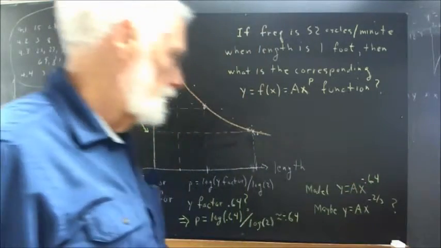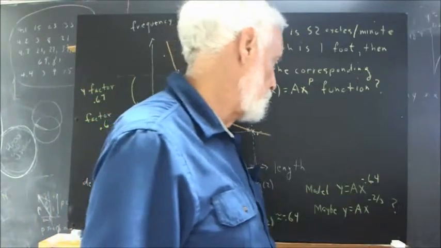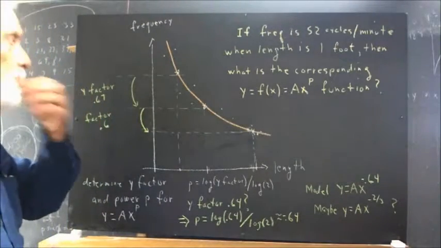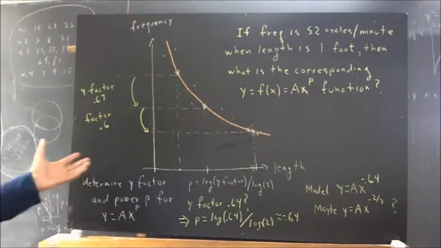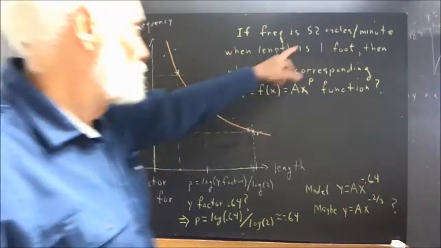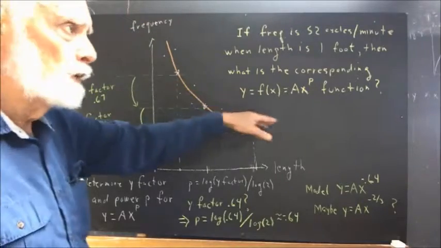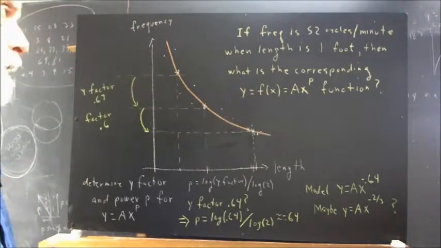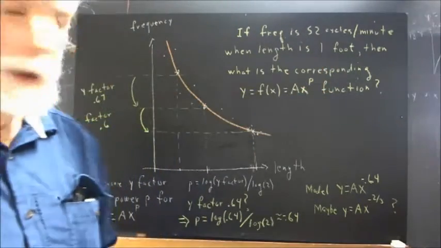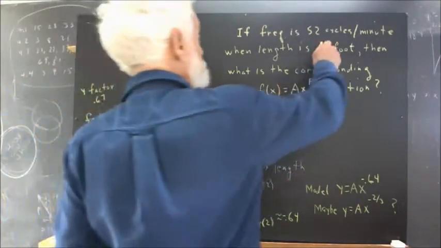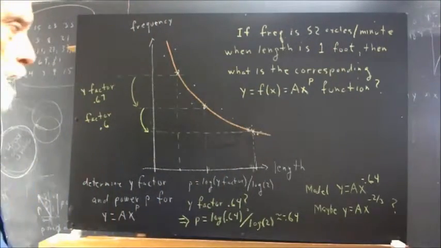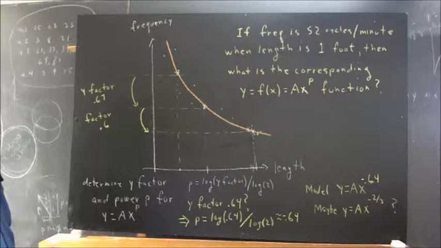Maybe we have x to the negative 2/3. Maybe this is an x to the negative 2/3 power here. Okay, so I'm just going to pose this as a problem now. If we know that the frequency, or at least based on our curve and everything, we conjecture that a frequency of 52 cycles per minute corresponds to a length of 1 foot, then what is the corresponding y equals f of x equals ax to the p function?